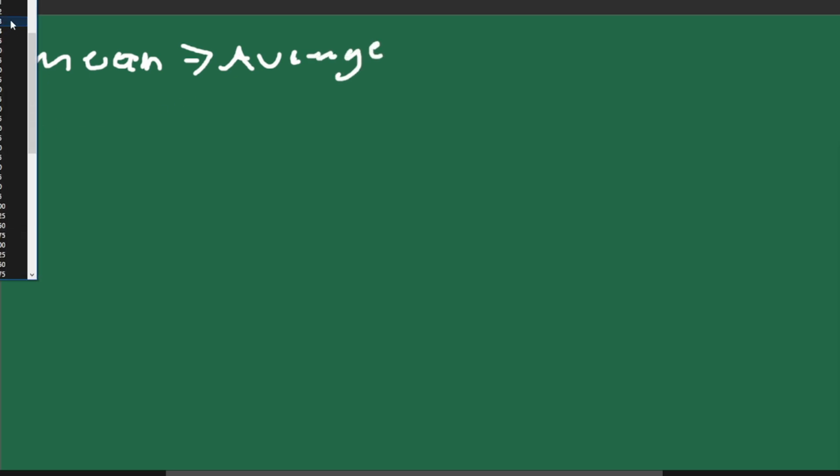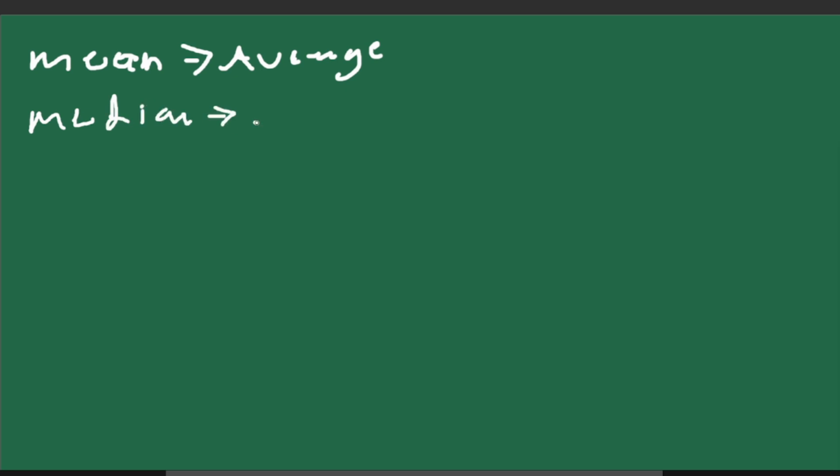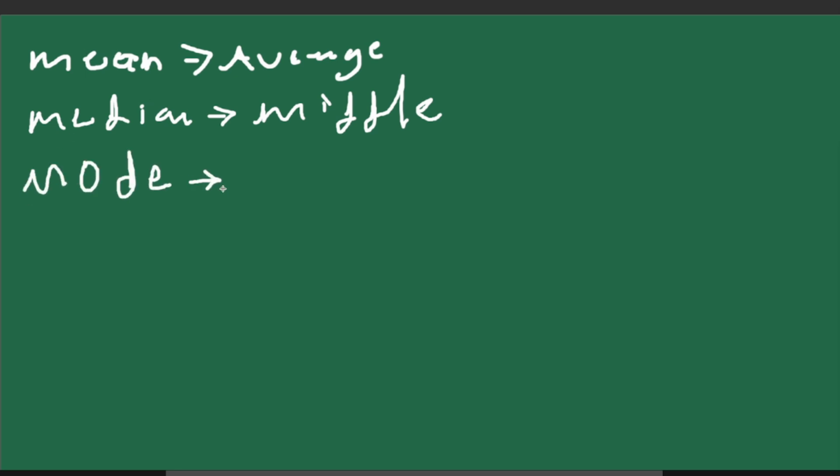So mean is just gonna stand for average, and then median is gonna stand for middle. And then mode is not really so tested on this exam, but it's the number that shows up the most. So most common, we'll say, right?